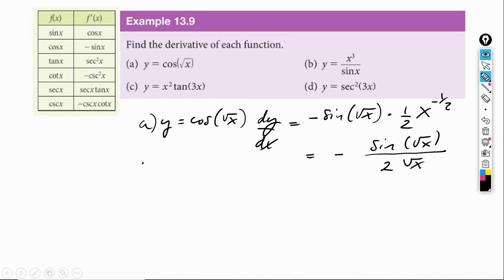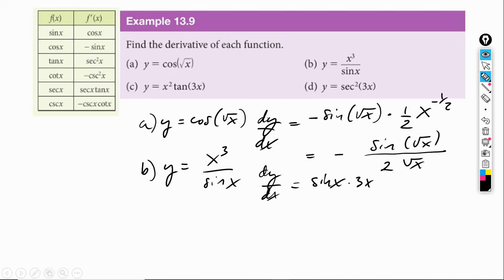Okay, for B, where we have that y is equal to x cubed over sine of x, let's find the derivative. We need to apply the quotient rule. So we start with the denominator. So it's going to be sine of x times 3x squared minus x cubed times the derivative of the denominator, so cosine of x, and all of this divided by sine squared of x. And I don't think we can do anything else, so that would be it.